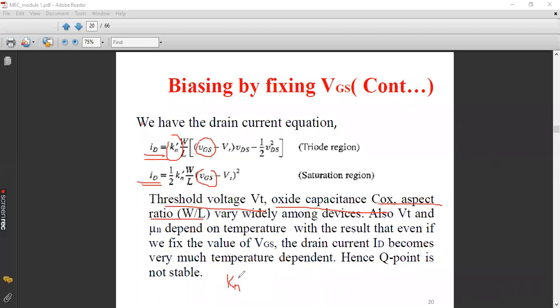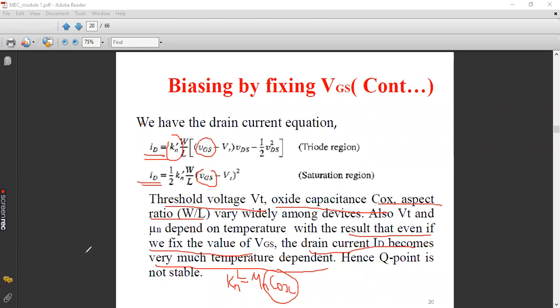What was the equation for Kn dash? It is equivalent to mu n into COX, that is, the product of mobility and the capacitance of the oxide layer. So if COX is changing with respect to the device, Kn dash will also get affected, because of which ID will change. So even if we fix the value of VGS, this is the main point, even if we fix the value of VGS by making use of the potential divider network, still the drain current ID becomes very much temperature dependent.